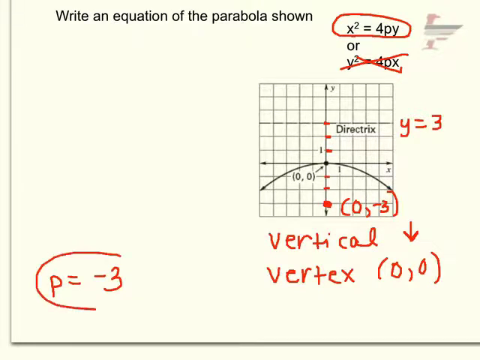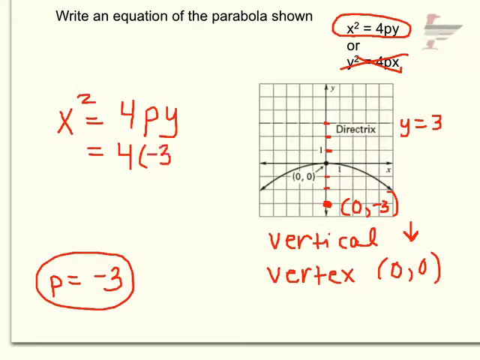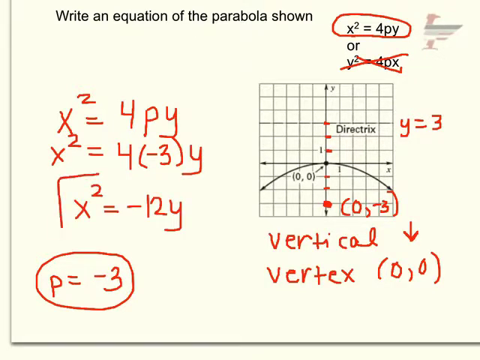And I know now really everything I need to know, so it's quite simple. I know x squared is going to equal 4py, but I just figured out that p is -3, so x squared is going to equal -12y. And that is my equation in standard form.